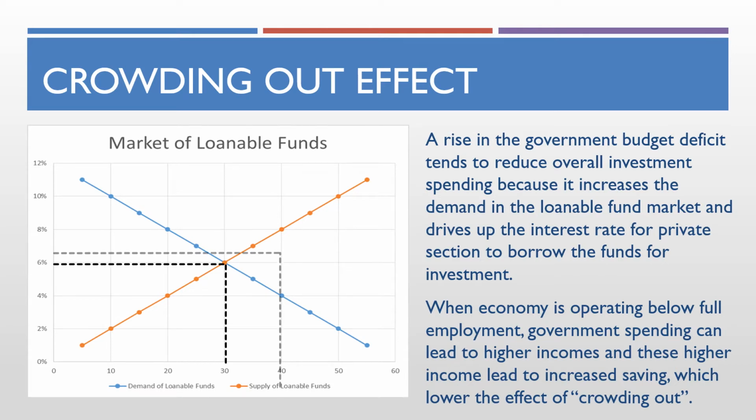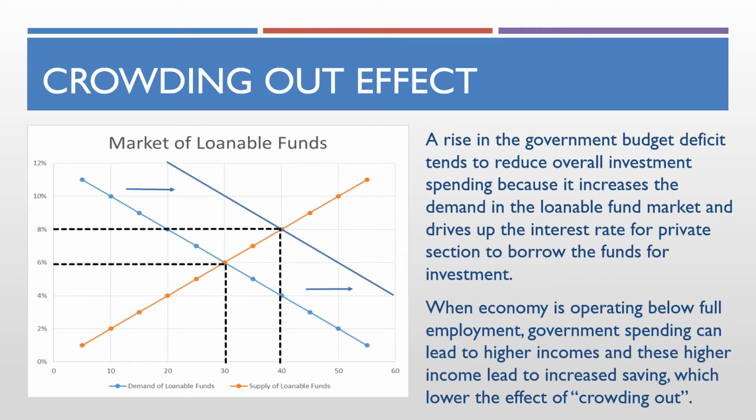With this increase in demand, obviously, we are driving the loanable fund market's equilibrium to a different point. Specifically, I would like you to pay attention to the interest rate change in this market. When the government steps into this market and tries to borrow more funding, the demand is going to drive up, so we are going to see the demand shifting to the right. At the same time, the equilibrium interest rate for loanable funds will increase.